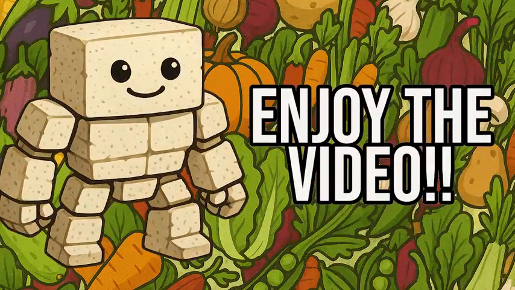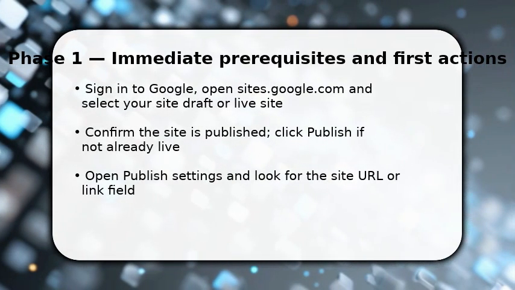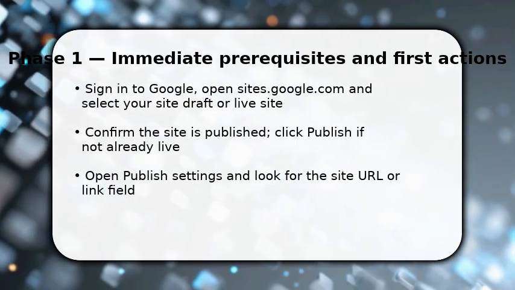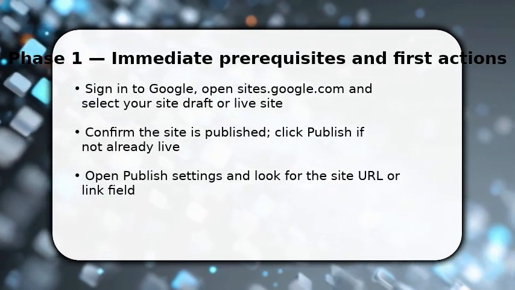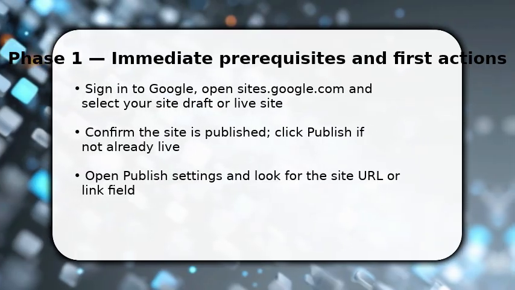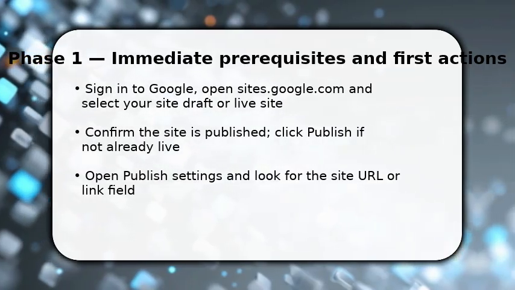You're starting inside Google Sites. Open your site immediately and confirm it's the one you'll share. Once the editor loads, click Publish. That makes a stable URL.